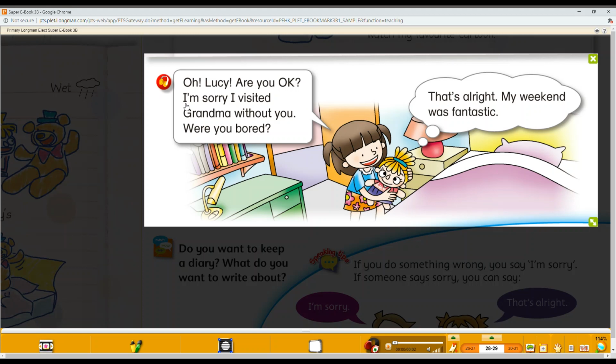And for the things at the past weekend, they used past tense. Example, I visited Grandma without you. That is for the past weekend. Visited, past tense. Were you bored at the past weekend? Again, were you is in past tense. The weekend in the past, for Lucy, it was fantastic.